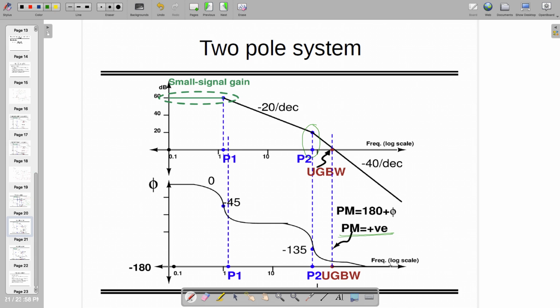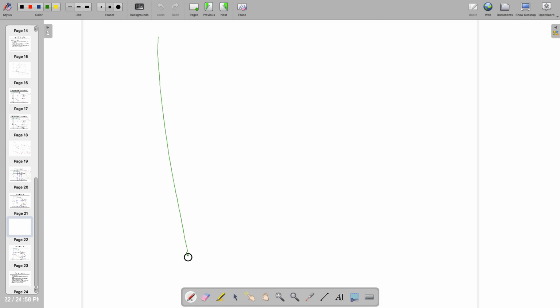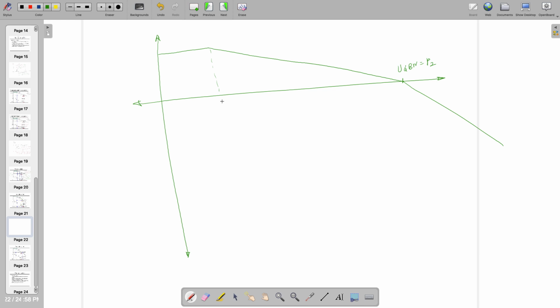So to achieve 45 degree, what I'm proposing is, let's keep this pole exactly on top of UGBW. Then what is going to happen? If you do so, pole number 1 and pole number 2: pole number 2 is exactly on UGBW, and pole number 1 is here where it was. This is 20 log K in decibel with respect to frequency. So this is going to give me minus 20 dB per decade, and this is going to give me minus 40 dB per decade.